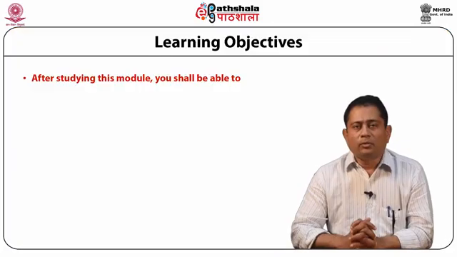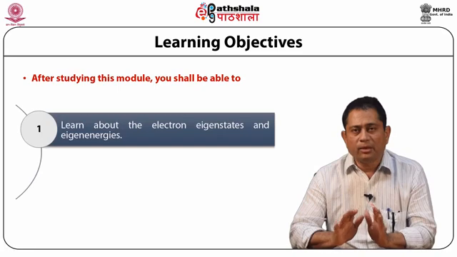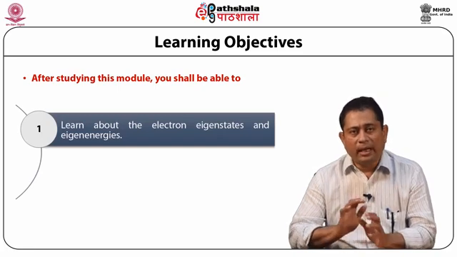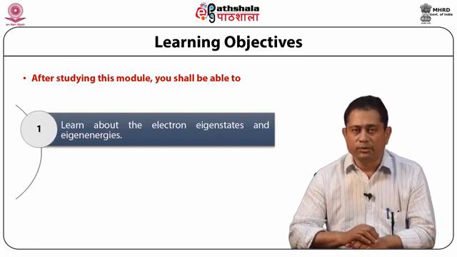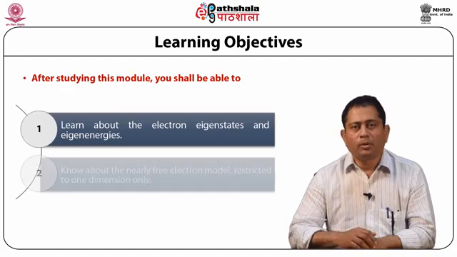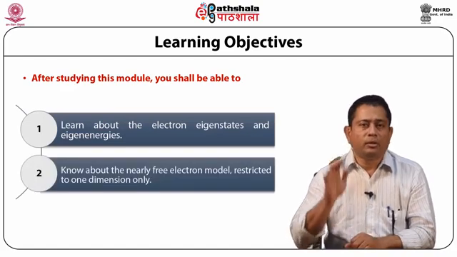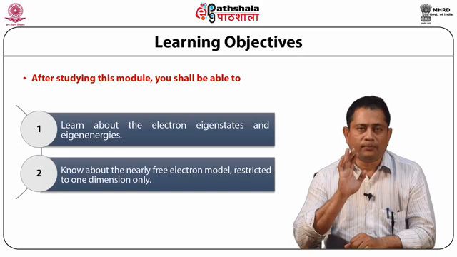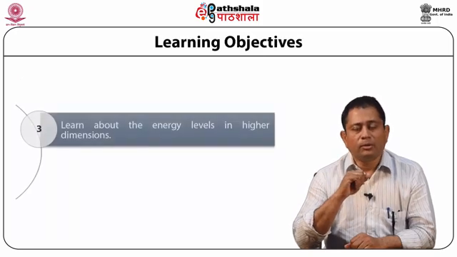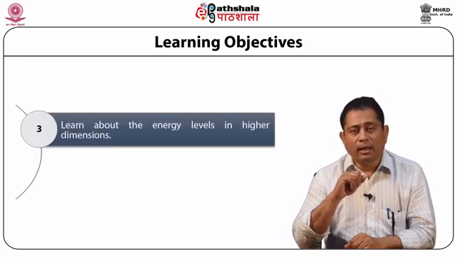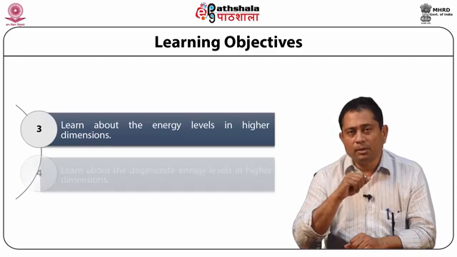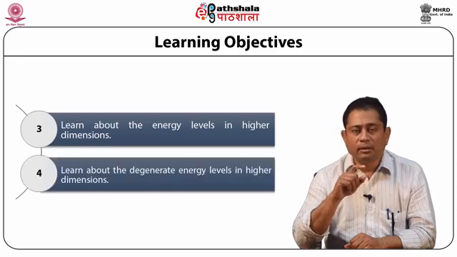Today we are going to discuss the module Electrons in Periodic Solids 2 under the paper Solid State Physics. After studying this module, you shall be able to learn about the electron eigenstates and the respective eigenenergies. You will also know about the nearly free electron model, restricted to one dimension only. Learn about the energy levels in higher dimensions, and the degenerate energy levels in higher dimensions.